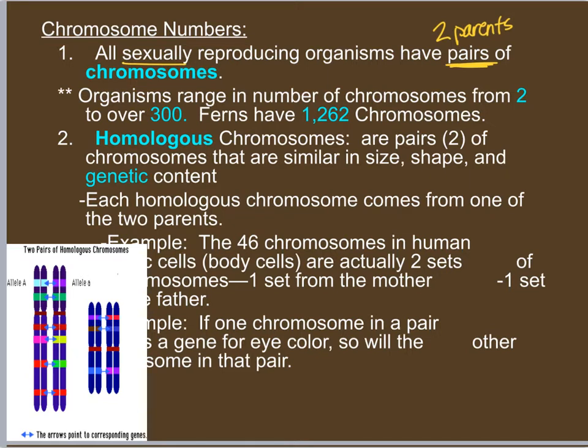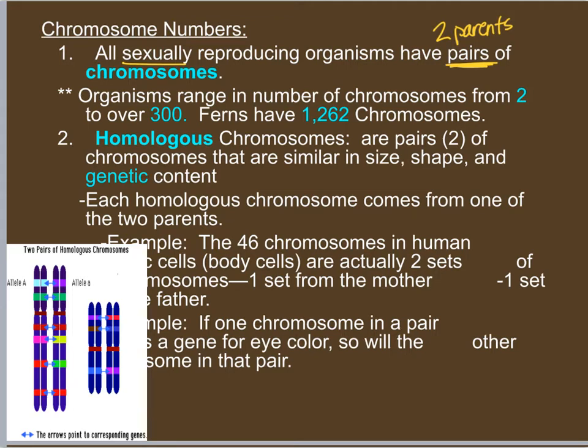So organisms can have lots of different numbers of chromosomes. They can have anywhere from 2 chromosomes to over 300 or even more. Ferns, which are a much simpler organism than a human is, have 1,262 chromosomes. That's just an example for you. You don't have to know that. But each organism is usually going to have a specific number of chromosomes, and the fern might only have one gene on each chromosome, whereas humans have lots of genes on each chromosome.